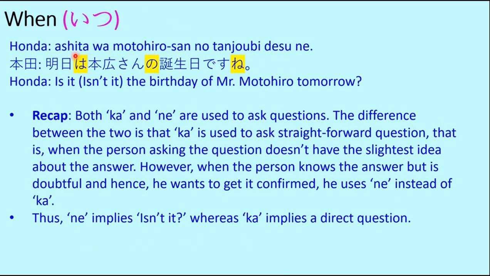So here, Ashita wa Motohiro-san no tanjobi desu ne. This means, isn't it the birthday of Mr. Motohiro tomorrow? If we ask Ashita wa Motohiro-san no tanjobi desu ka, then it will be, is it the birthday of Mr. Motohiro tomorrow? That is a direct question and the person asking doesn't know the answer. He doesn't have the slightest idea. But if he asks, isn't it the birthday of Mr. Motohiro tomorrow? That means he has some doubt. He knows a little bit of it, but he is not very sure. That's why he is using desu ne. So desu ka and desu ne, this is the main difference between the two. Now let's see what the answer is.